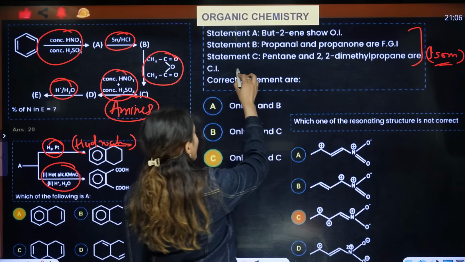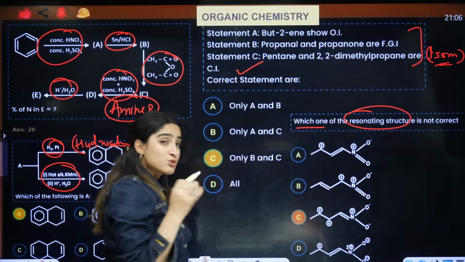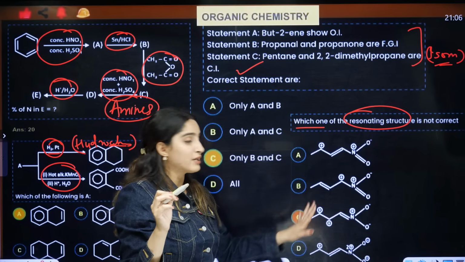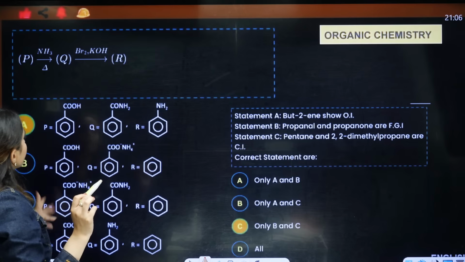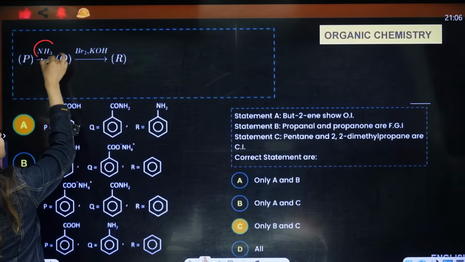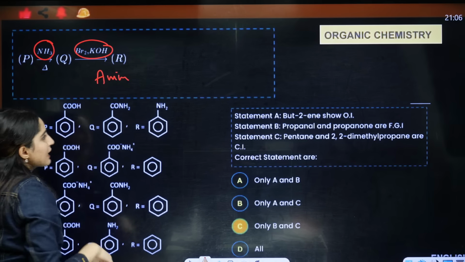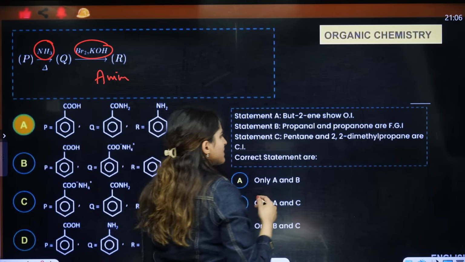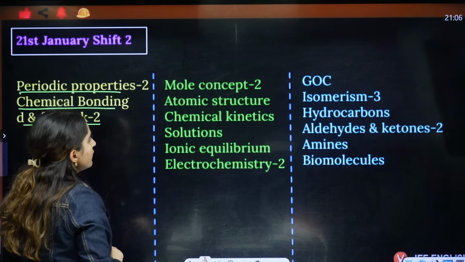So do that. Okay. Then this resonating structure, based on resonance they are asking. This is a stability of resonating structures question, right? This is again based on GOC. If you talk about this question, again this is amines. This chapter, Hoffmann bromamide, again this is in amines, right? If you see this here, we have done this here, no? Yes. This is okay. We have done this here, right?